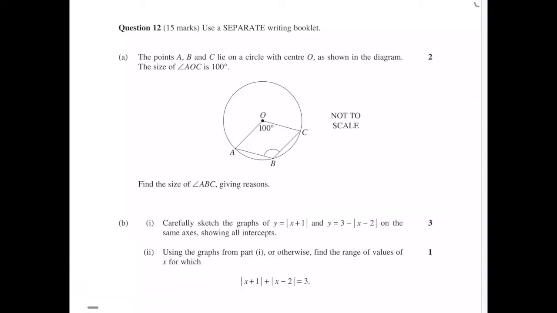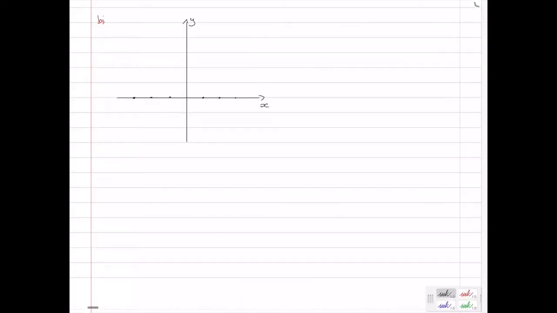Question B, part I. Carefully sketch the graphs of y equals the absolute value of x plus 1 and y equals 3 minus the absolute value of x minus 2 on the same axes, showing all intercepts. Okay, so we want y equals the absolute value of x plus 1 and y equals 3 minus the absolute value of x minus 2.